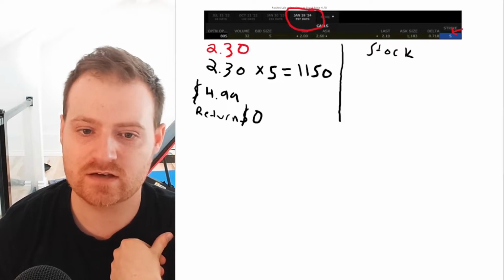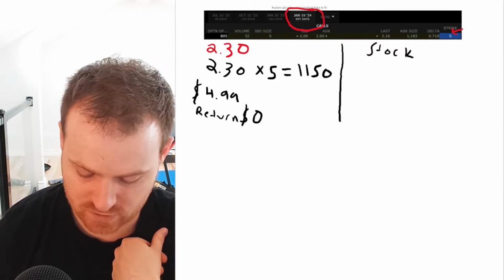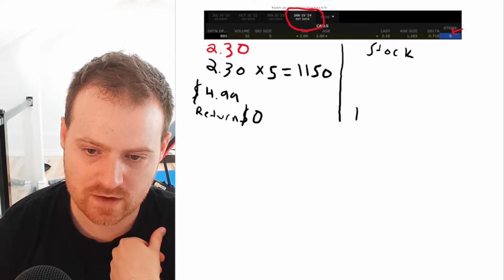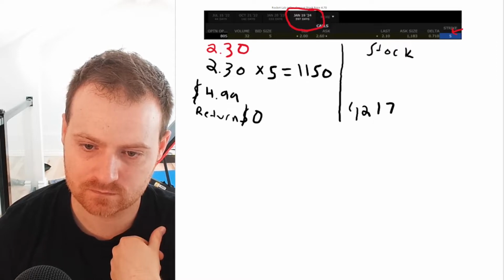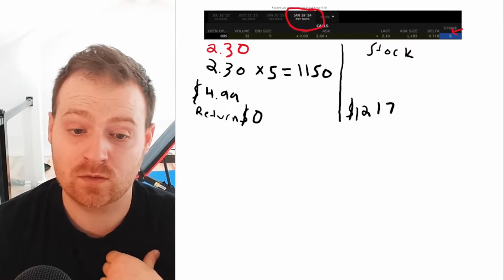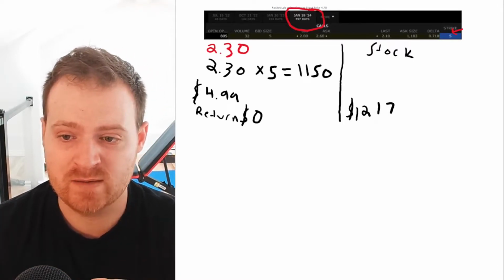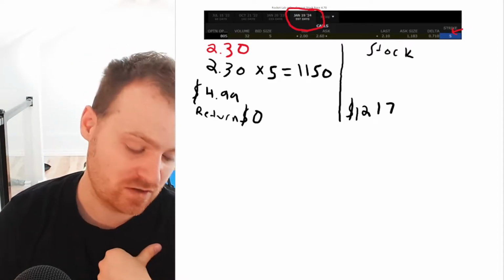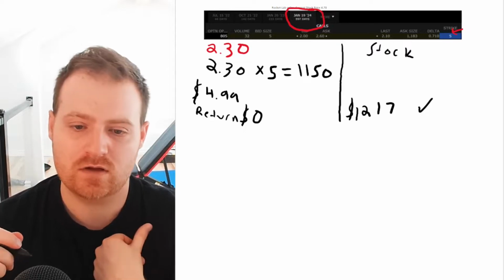So we know this side is stock, the other side is options. If we just bought the stock, then our return would be $1,217. So we've made money if we bought stock, and we've lost all our money if we bought options because we're betting it would go up by more than it actually did. So in this scenario, the stock is the clear winner by a long shot.